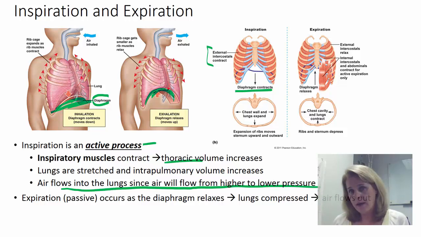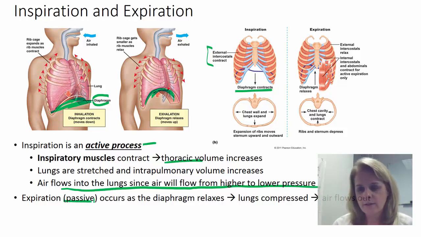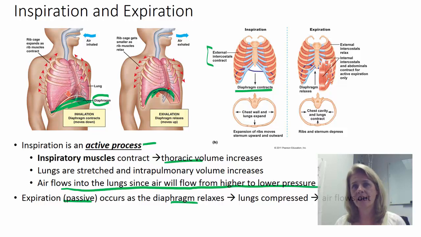When you expire or breathe out, that's passive. It doesn't require ATP. It's simply the diaphragm relaxing, those external intercostals relaxing, and everything kind of snapping back into place. So breathe in, relax. Breathe in, relax. This pushes it out.